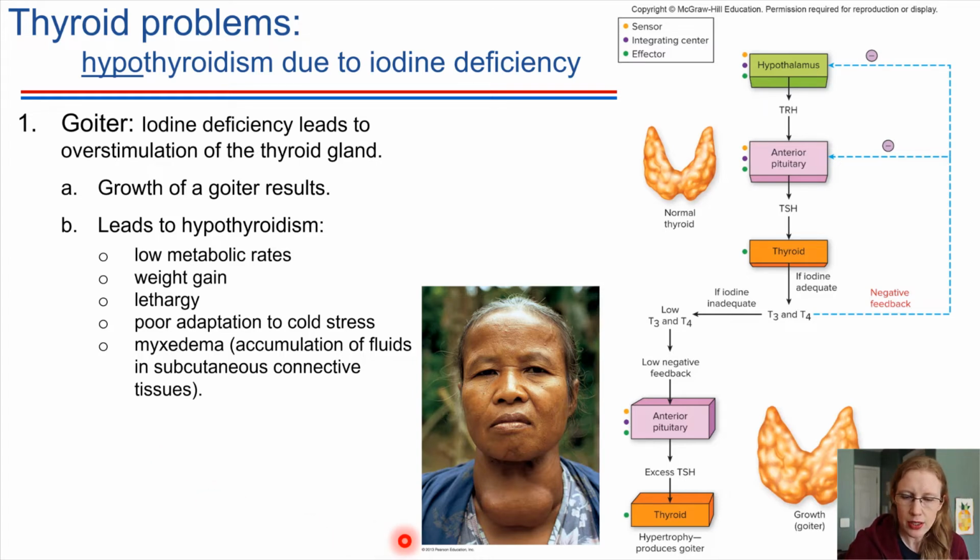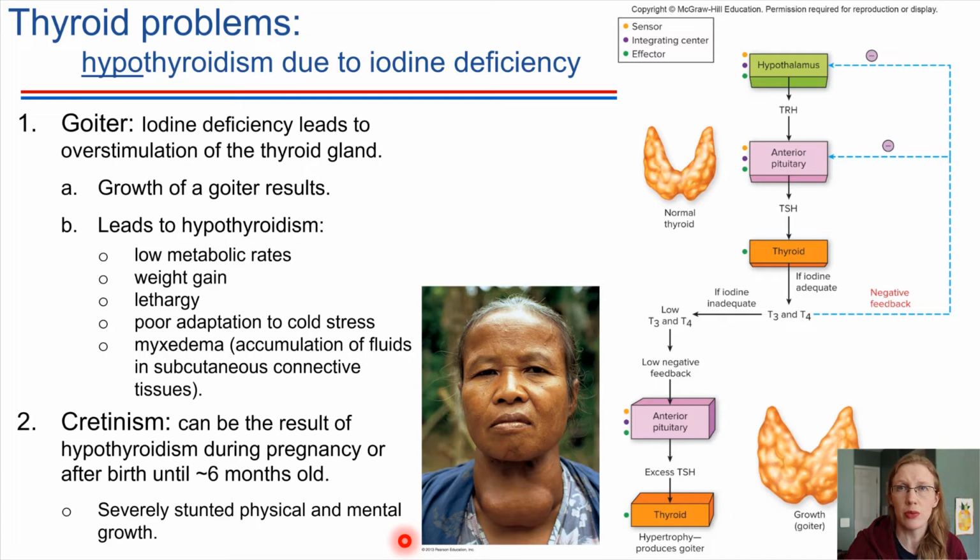If hypothyroidism takes place at a very young age, so during pregnancy or soon after birth, this can lead to a very serious problem. This is called cretinism. And think about what's happening during this stage. From the first trimester of pregnancy through childbirth, through about 6 months of age, what's happening?